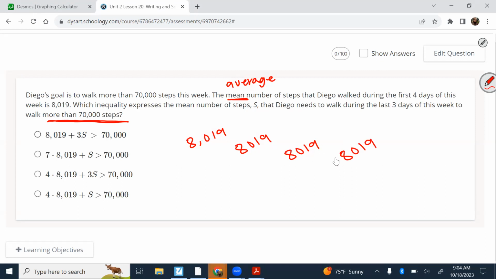How many days total are in a week? So we now have 3 days unaccounted for. So we know that the first 4 are on average that much. So which inequality represents that? What one would you guys say? Okay, you're saying A. Anyone else want to throw something out there?